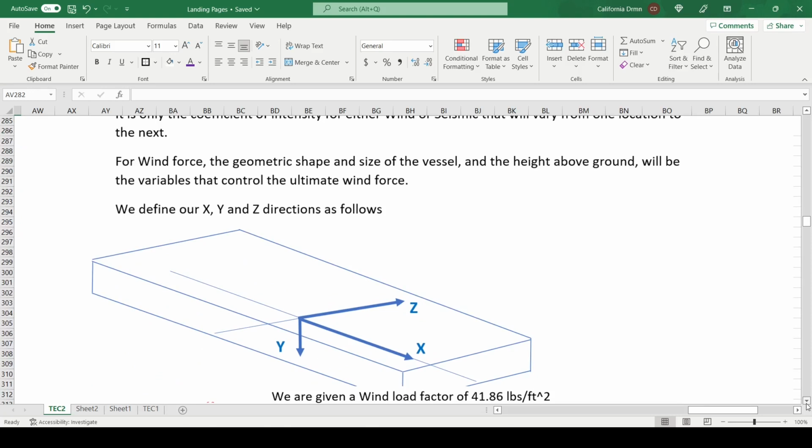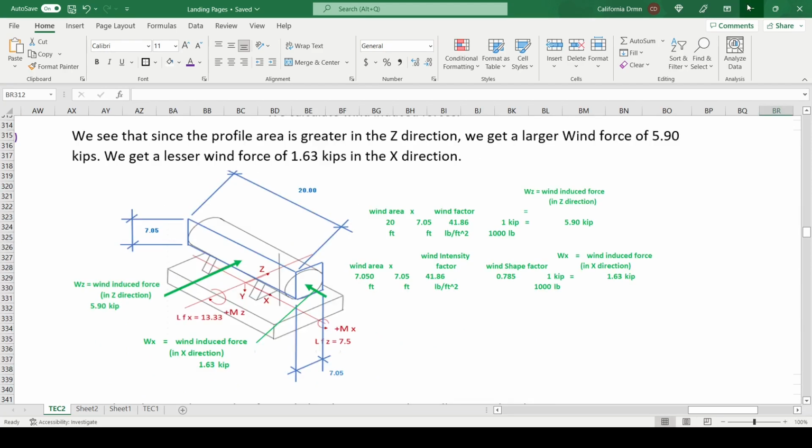We define our x, y and z directions as follows. We see that since the profile area is greater in the z direction, we get a larger wind force of 5.90 kips. We get a lesser wind force of 1.63 kips in the x direction.